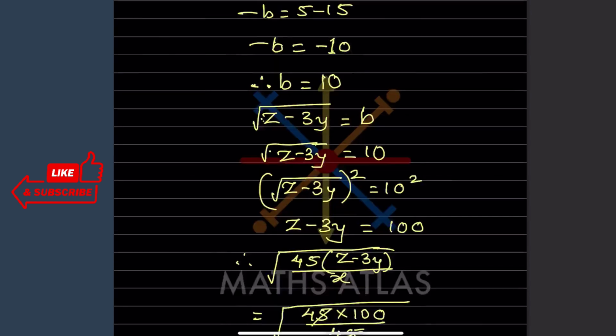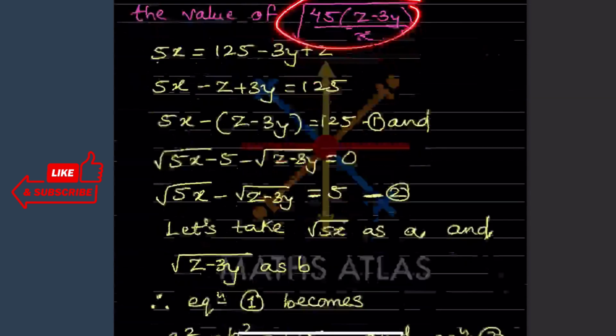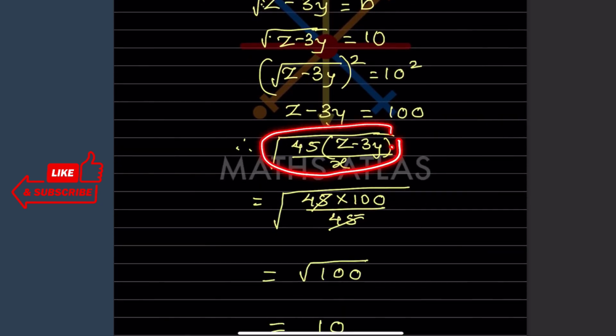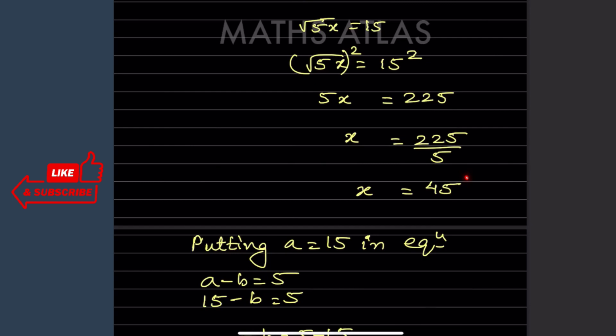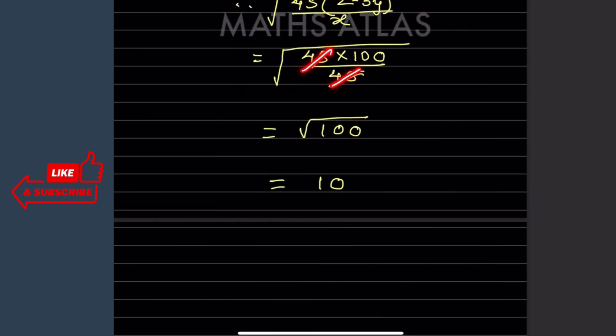So now we want the value of this. This is given over here. So we have this 45 as it is, and we got z minus 3y is 100. So in place of this, we are going to put 100, and we already got the value of x before here, that was 45. So we got this as 45. So now what are you going to do? This 45, when this 45 gets cancelled, that is 1. So we get root of 100, and that is 10. So by this, we have completed the question over here.